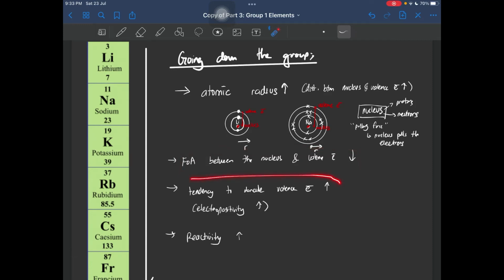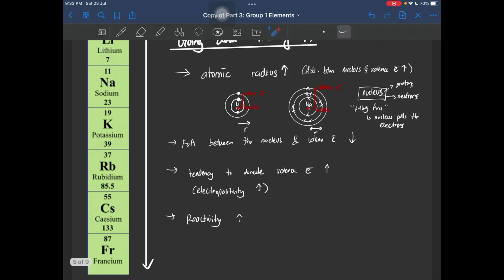So if the valence electron becomes further from the nucleus, then the force of attraction will actually decrease, and therefore the tendency to donate the valence electron will increase, meaning that the electropositivity increases, and so the reactivity increases, because when it donates the valence electron to another atom or ion, it will achieve stable electron arrangement, and so that means that it reacts with another element in order to achieve that.